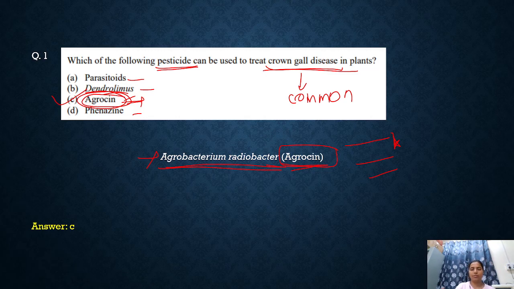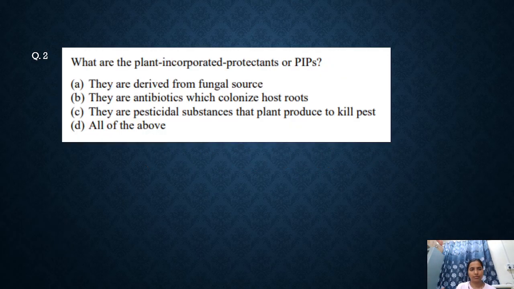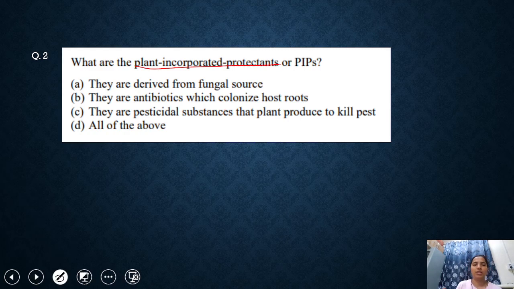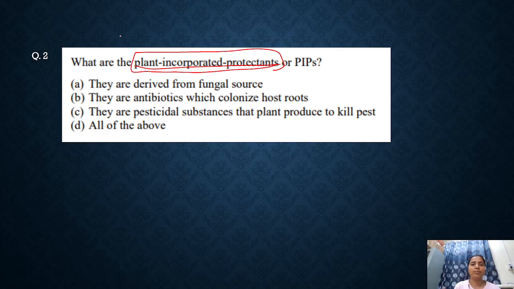So now coming to our second question. All questions are really simple. You can easily know, if you have read your lecture material once, then you can answer all these questions. So this is the second question. They are asking what are plant incorporated protectants, or PIPs, as they call it in short form.